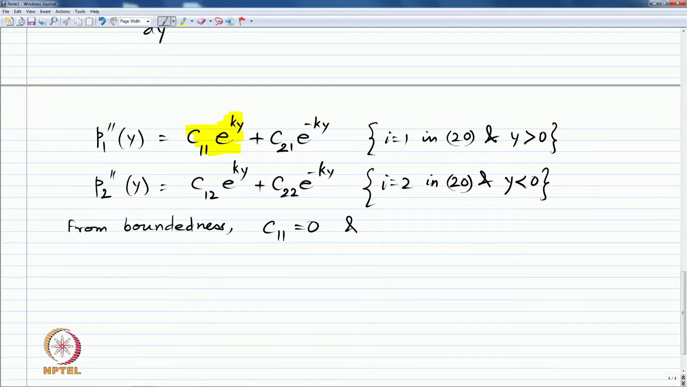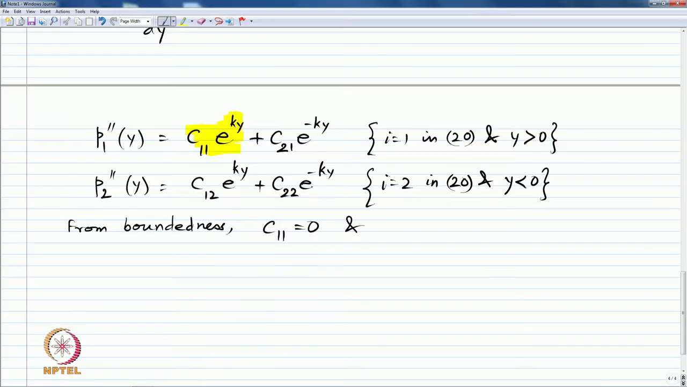Similarly, using similar arguments for P2 double prime y, and noting that fluid 2 is located in the region y less than 0. So, if y is less than 0, k still being a positive number, e power ky is going to decay exponentially as y becomes an increasingly negative number, that is y goes from minus 2 to minus 3 dot dot dot to minus 100 etcetera.